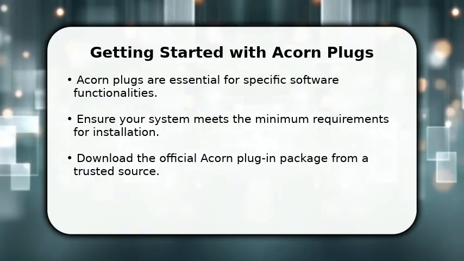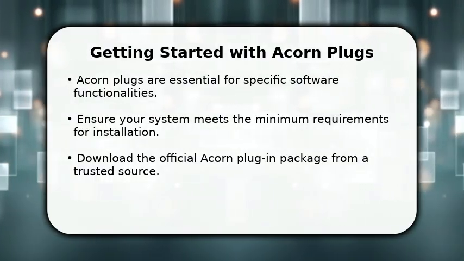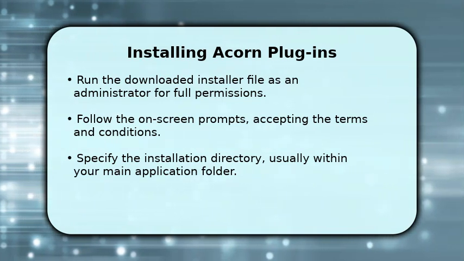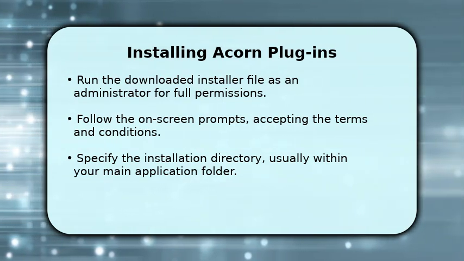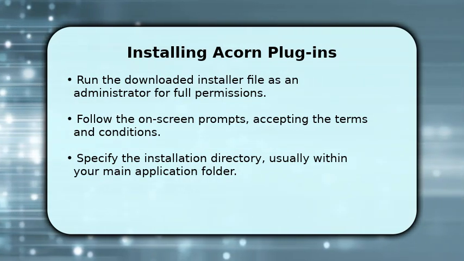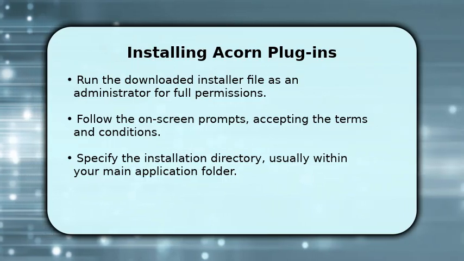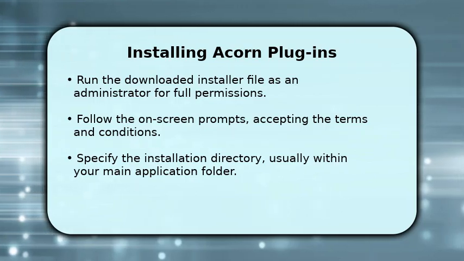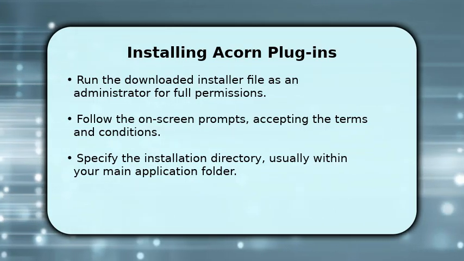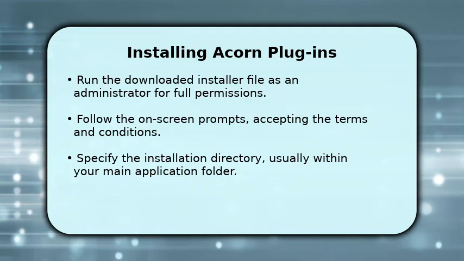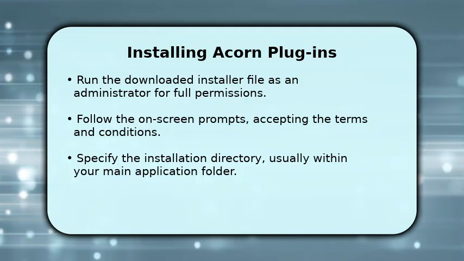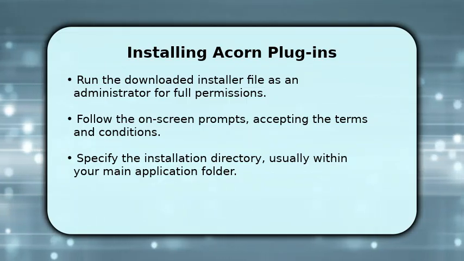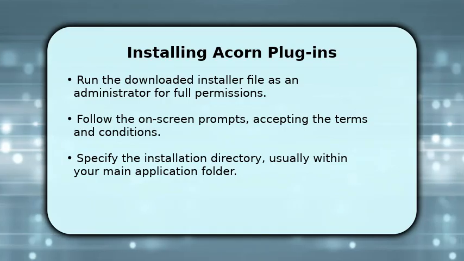Once downloaded, prepare to run the installer. After downloading, locate the installer file, typically an exe or DMG, and double-click it to begin. You might need to grant administrative permissions to proceed. Carefully read and accept the license agreement. The installer will usually suggest a default location, often within your main Acorn application folder. It's generally best to stick with this. Complete the installation process, which usually takes less than 2 minutes.